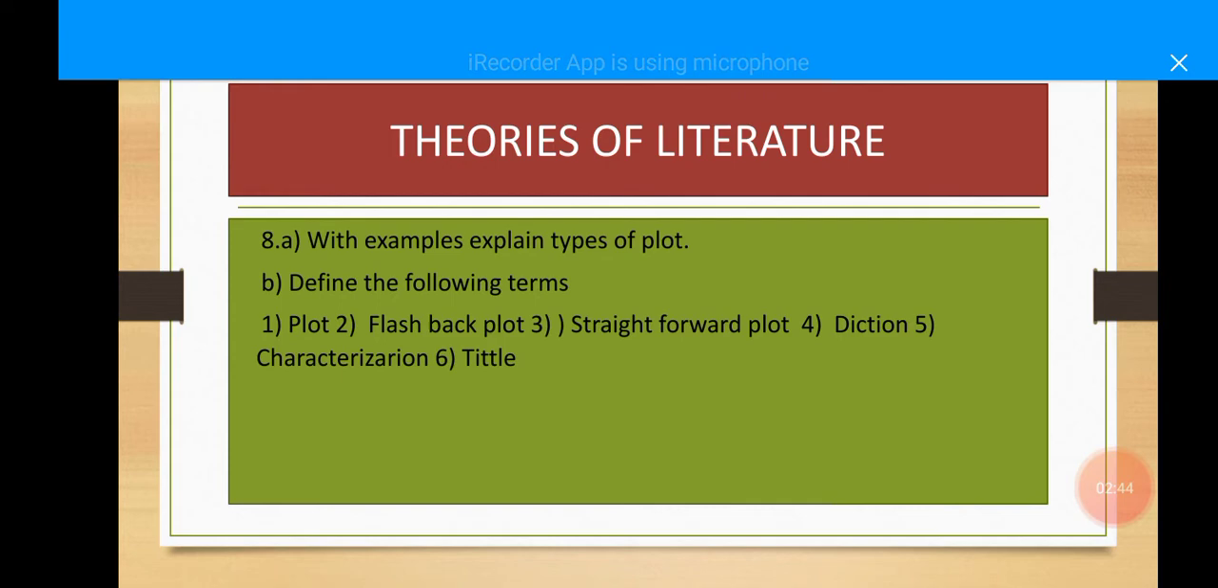Another part of form is plot. The question can be asked: A, with examples, explain types of plot, and B, define the following terms: plot, flashback plot, straightforward plot, diction, and also characterization and title.